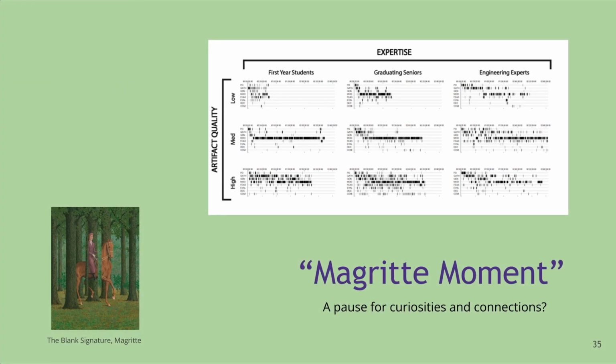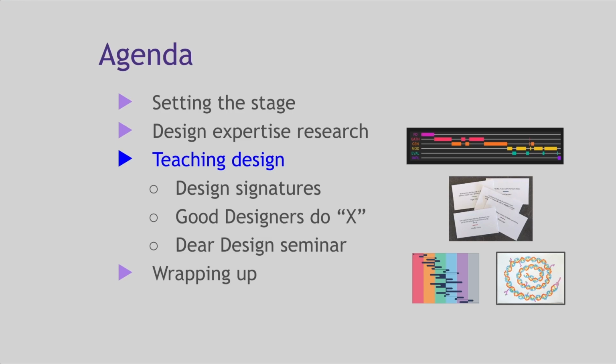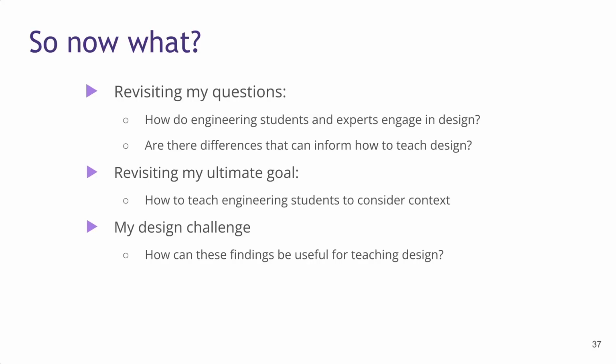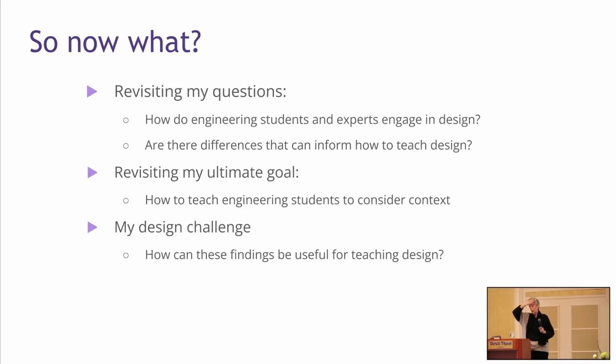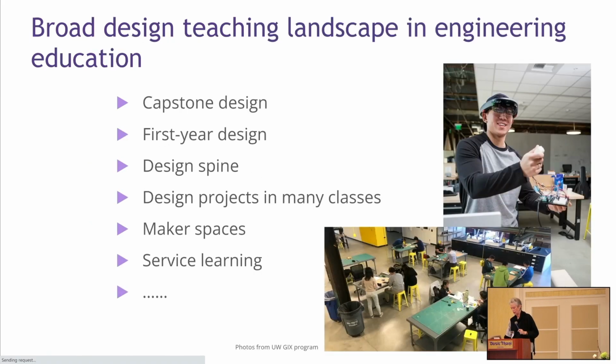All right, so next, after working on what design experts do, I'm moving on to now what? So revisiting my questions: do engineering experts and students have different ways that they engage in design? Yes. Are there differences that can inform how to teach design? I would say yes. And can they help us teach engineering students to consider context? I would also say yes, but now the question is, how can they be useful in teaching design?